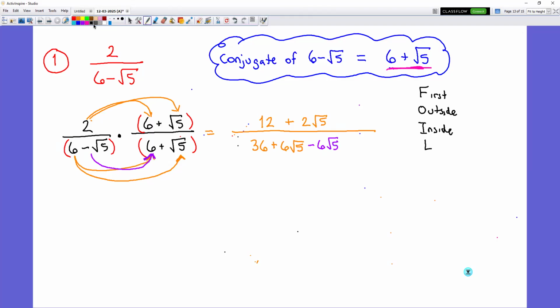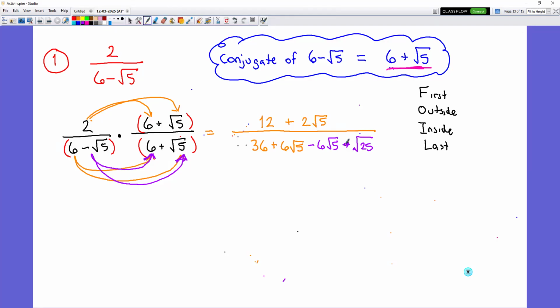The L, of course, stands for last. So we're going to take the last terms of each binomial. So that's going to be the negative square root of 5 times the negative square root of 5. I mean the positive square root of 5, right? And so therefore, that's going to be minus square root of 25. I'll go ahead and just put 25, but some of you already know what it's going to be, because it's 5 times 5.